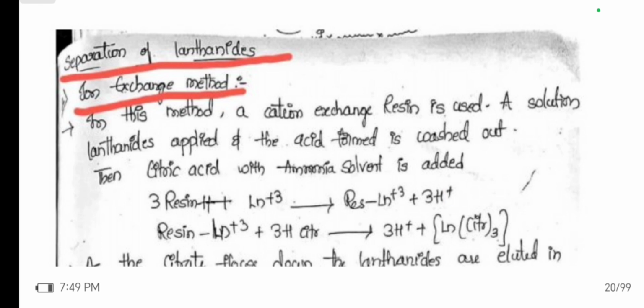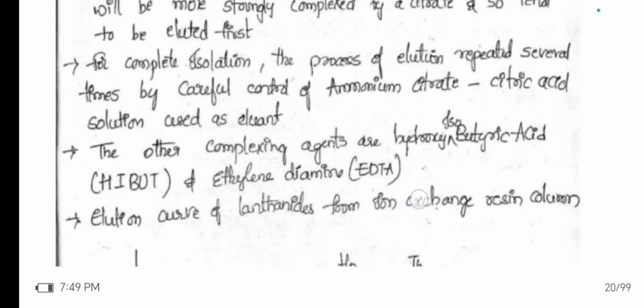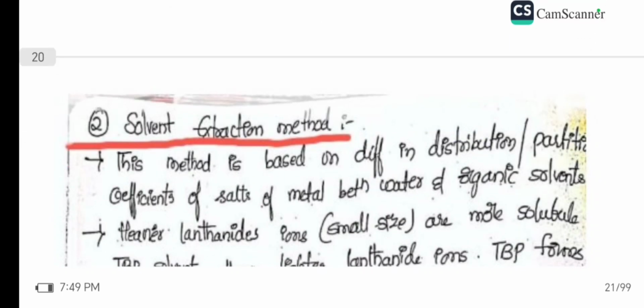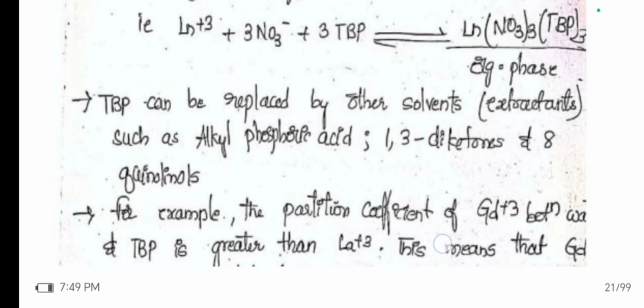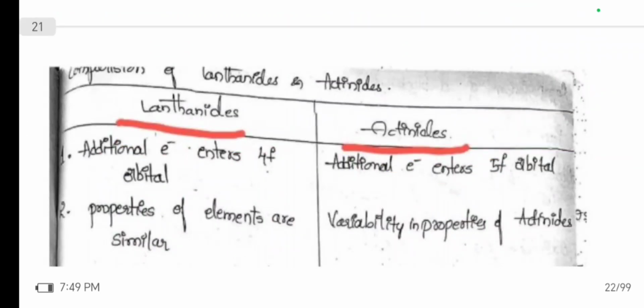How to separate different types of lanthanides? One method is the ion exchange method. Another method is the solvent extraction method. By using different solvents, you can extract the required lanthanides. That is separation of lanthanides. Which type of chemicals are used for solvent extraction? Just read once.